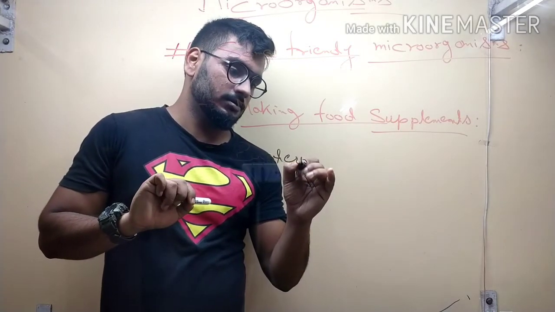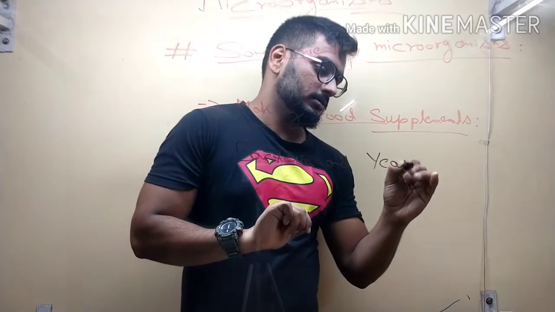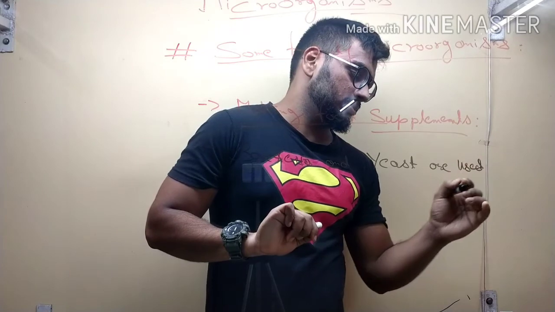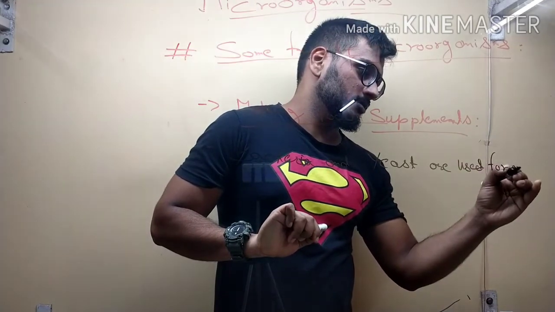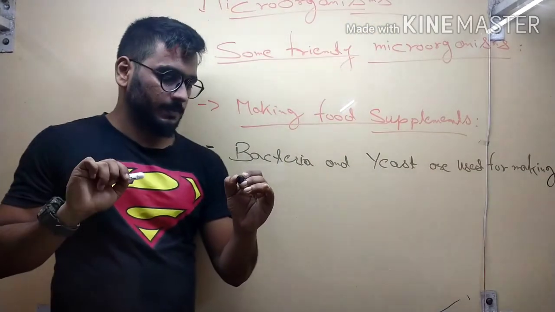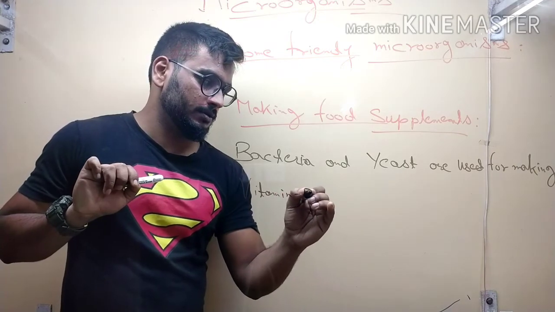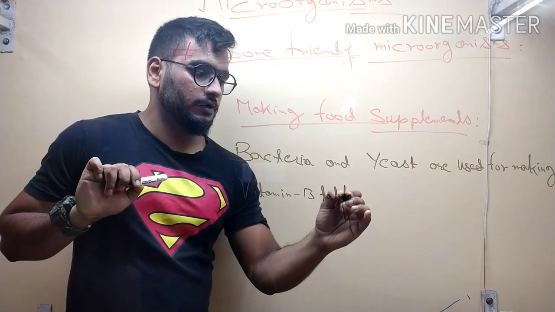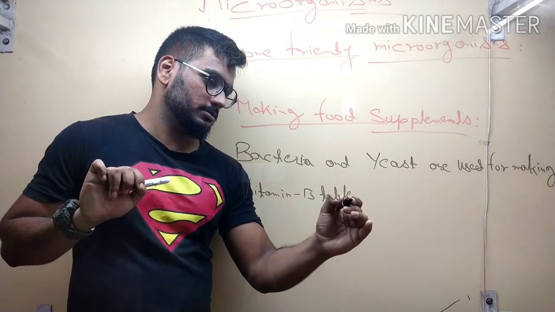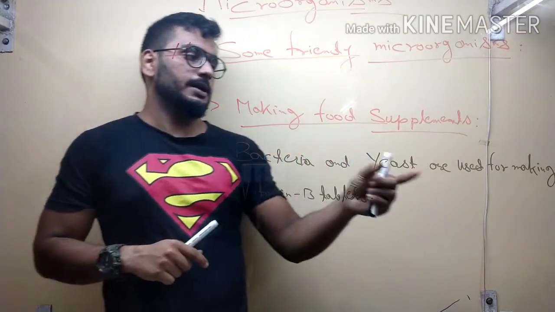Bacteria and yeast are used for making vitamin B tablets. So for making vitamin B tablets, we use bacteria and yeast.